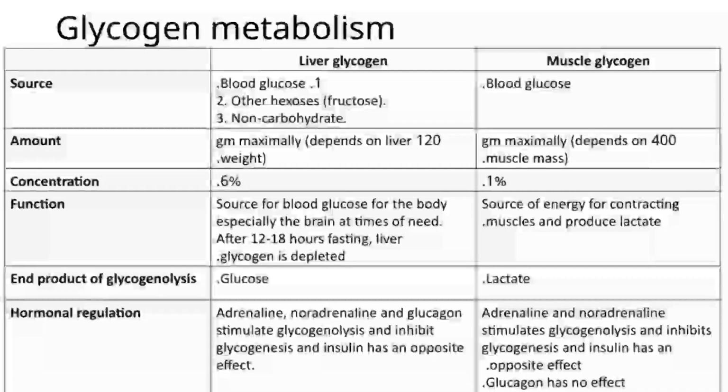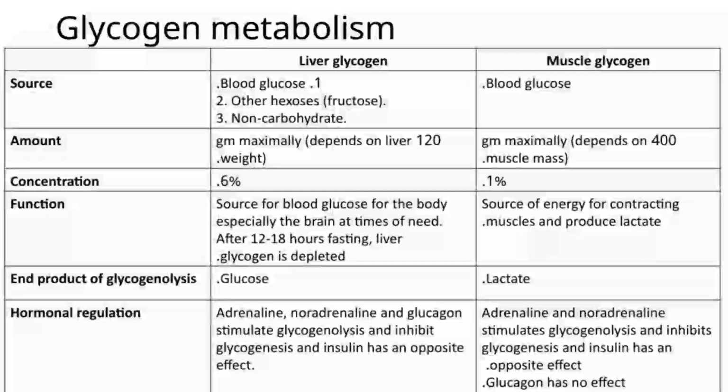Now, moving to muscle glycogen, which is mainly derived from blood glucose, and similar to liver glycogen, it can also come from fructose. The maximum stored amount in muscles can reach around 400 grams, depending on muscle mass, with a concentration of about 1%. Unlike liver glycogen, muscle glycogen isn't used to maintain blood glucose levels. Instead, it's a direct energy source for contracting muscles and helps produce lactate during intense activity. When glycogen is broken down through glycogenolysis, the end product in the liver is glucose, which enters the bloodstream to supply energy throughout the body.